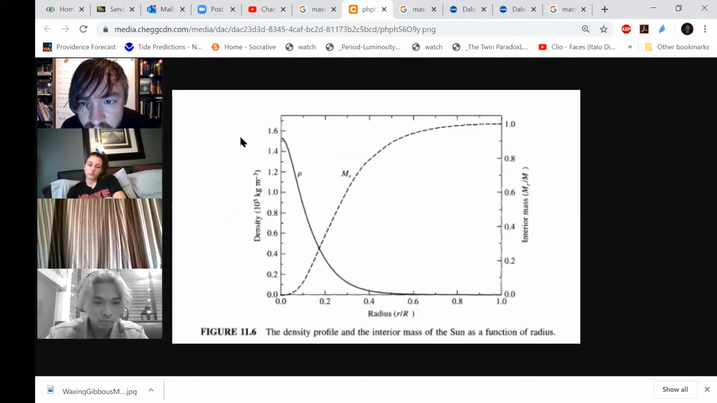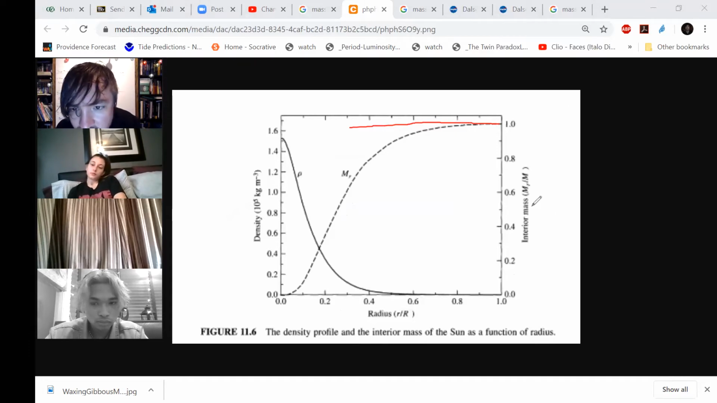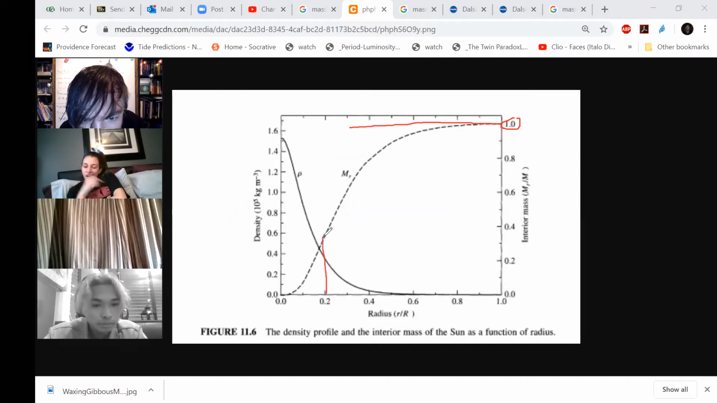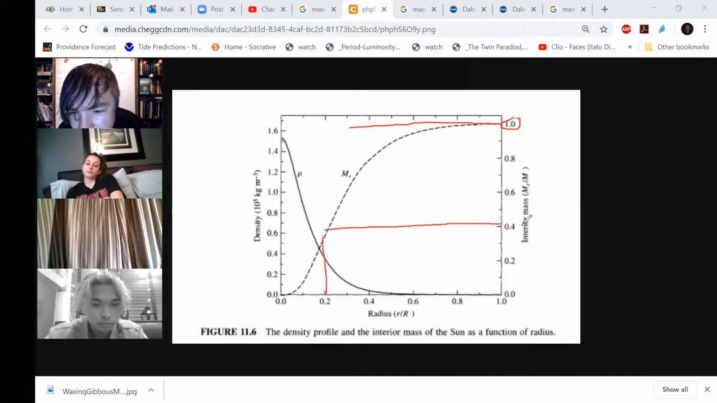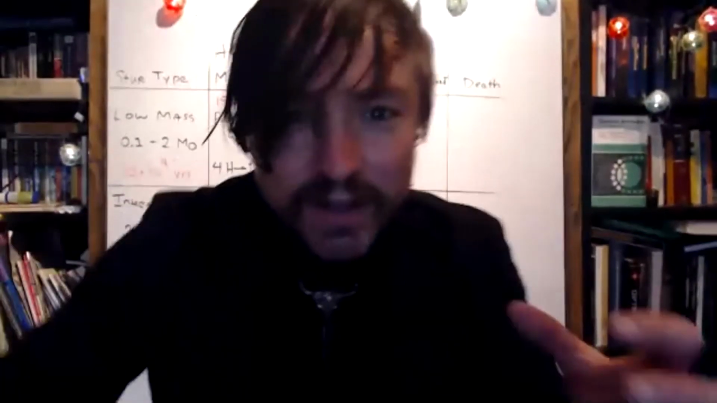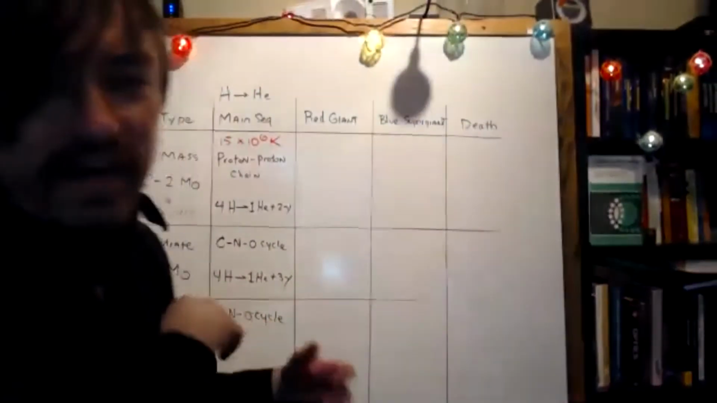The mass of the entire star is contained... Oh, this is density, radius. Oh, the interior mass is on this axis. Okay. The entire mass of the star is contained at 1 solar radius. By the time we get to the core, which is close to 20%, you will notice that maybe 30 to 40% of the mass of the star is contained inside the core. 30 to 40% of the mass of the sun.